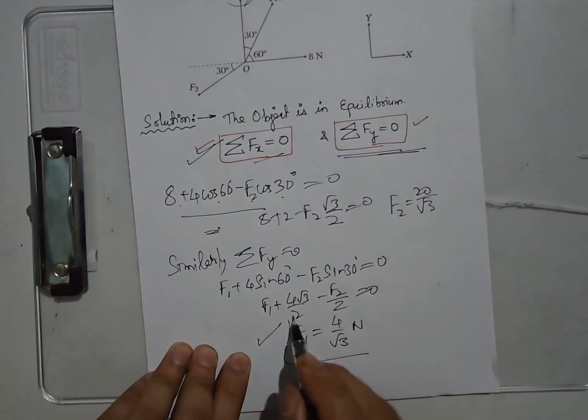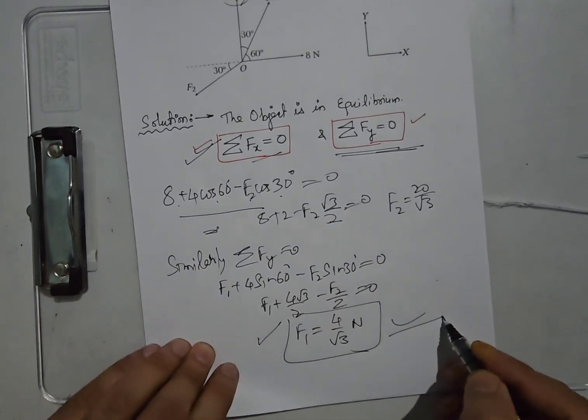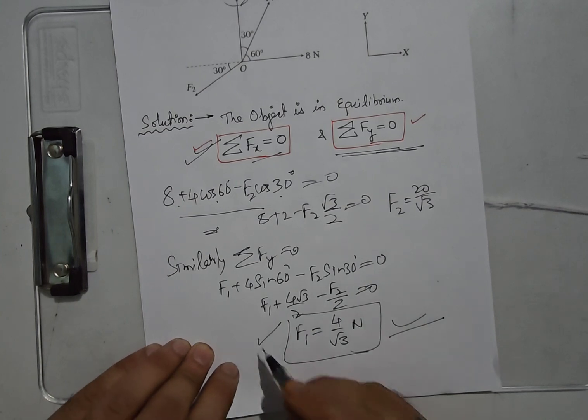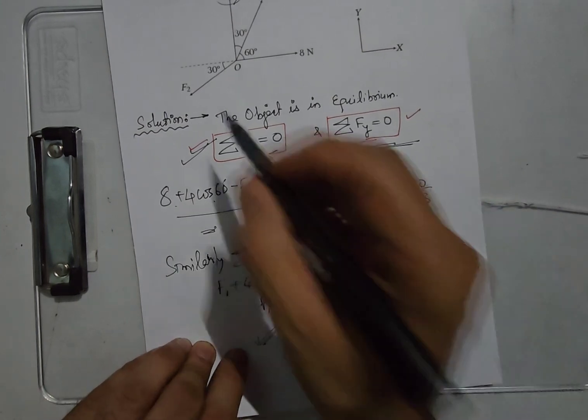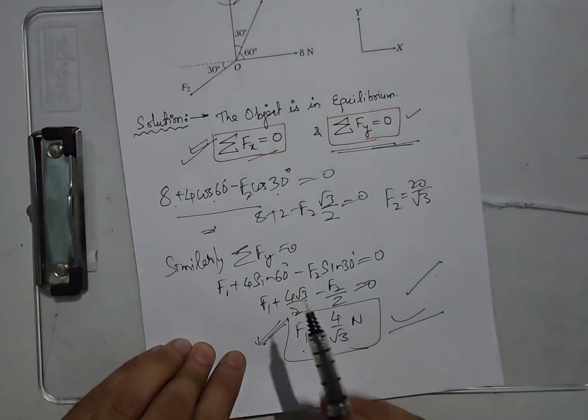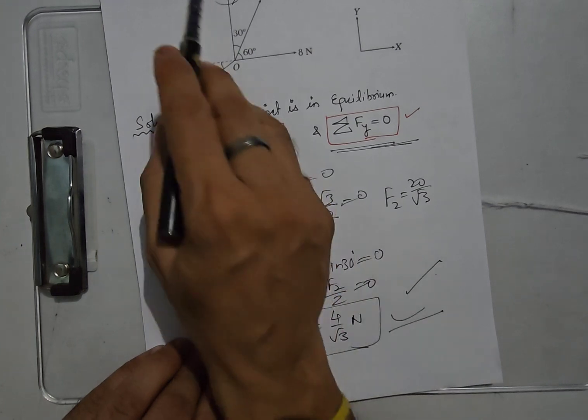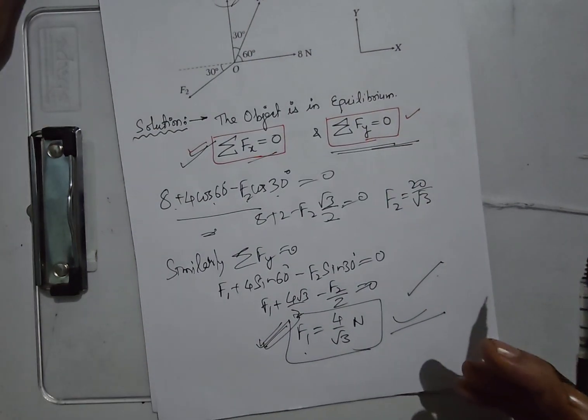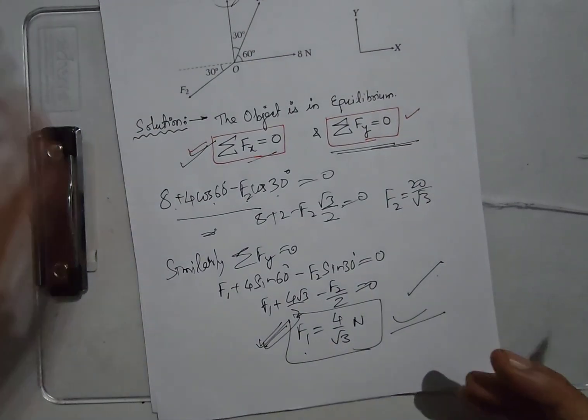So see, this F1 is equal to 4 upon root 3 Newton. In order to save time, I'm just putting the things in quickly. This would be simple, but the solution of this F1 is equal to this, and the answer is required for F1 and F2. So you have to calculate F1 and F2. In this way you can calculate the values of the forces, right?